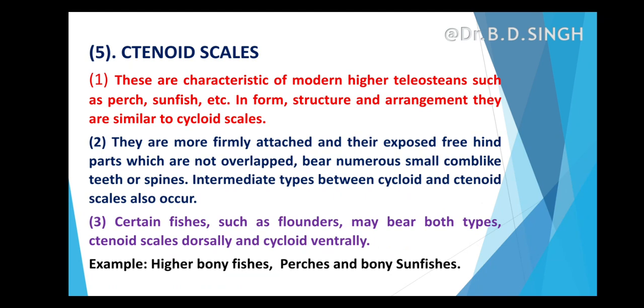Point number 3, certain fishes such as flounders may bear both types: ctenoid scales dorsally and cycloid scales ventrally. Examples: higher bony fishes, perches and bony sunfishes.